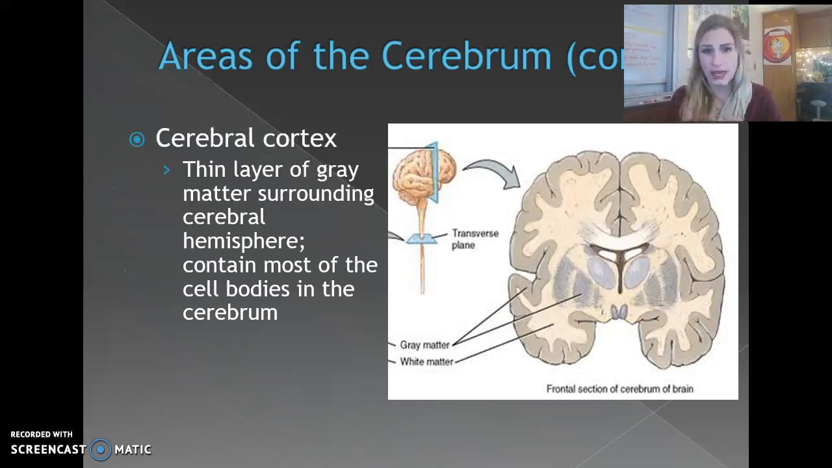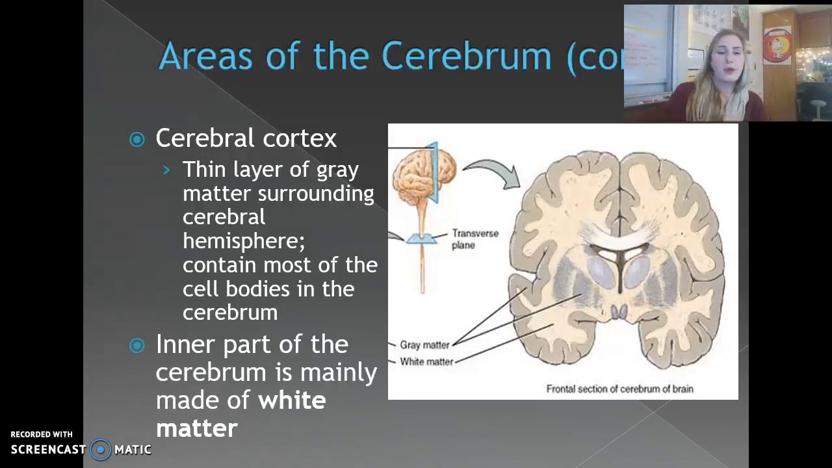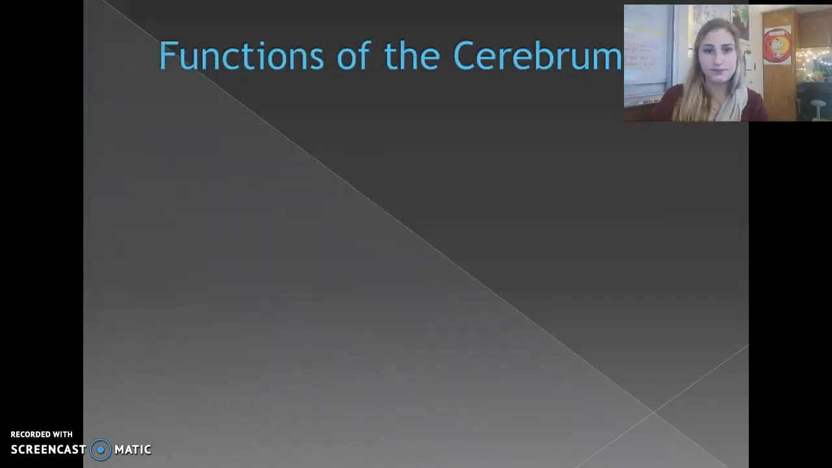The cerebral cortex, gray matter, this is where a majority of the connecting and critical thinking is happening. So gray matter, we don't have any fat here. This is where a lot of those cell bodies are connecting. We have those multipolar neurons that are coming together and communicating. The inner part of the cerebrum is mainly white matter. This is going to be where we are sending the signal to and from other neurons.